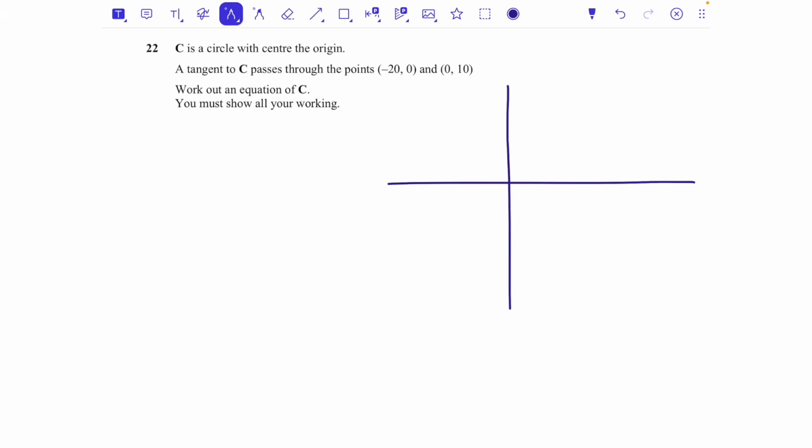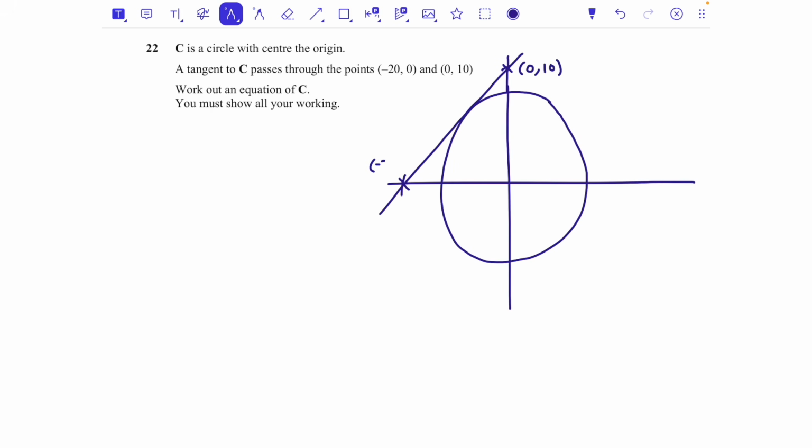So we've got a circle centred at the origin. Don't judge me for my wonky circle. And it goes through a tangent to C, passes through the points minus 20, 0. So minus 20, 0 is going to be, I don't know, somewhere over here. And 0, 10. So let's say that that's up here. And the reason that I'm going slightly beyond the circle is if they are on the tangent, then I know the tangent's just going to touch the edge of the circle and carry on going. I should have drawn the tangent first. Here we go. Let's draw the tangent over here. And so we're going to say that it touches there and it touches there, and that point is 0, 10, and that point is minus 20, 0.